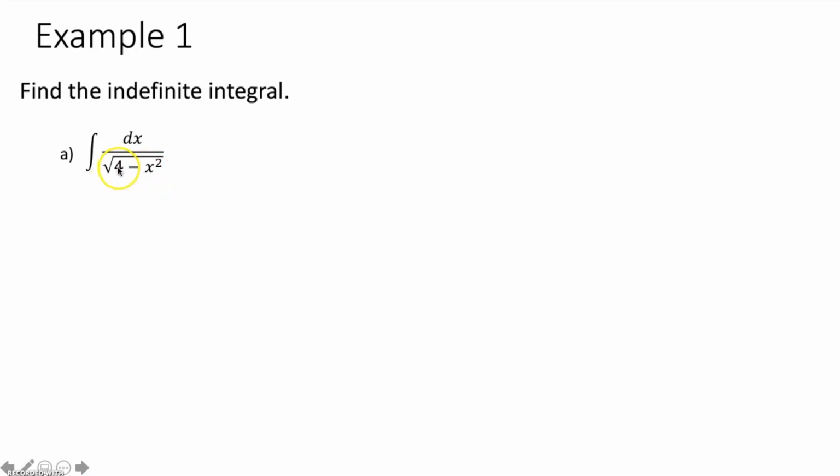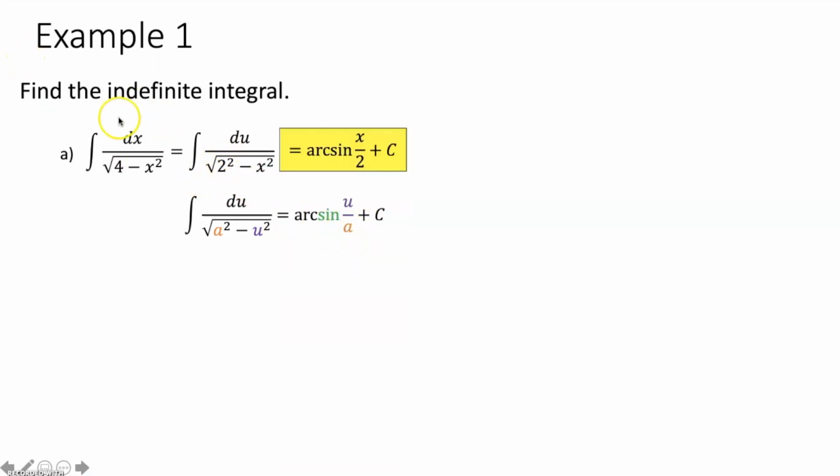What about over here? This is supposed to be a squared, and we have 4. In order to get a, we have to take the square root of whatever this number is. This number is 4, therefore the square root of 4 is 2. So we can rewrite 4 as 2 squared. Now it's in the correct form, the integral of du over the square root of a squared minus u squared. All we have to do is take our u, which is x in this case, plug it in here, take our a, which is 2, plug it in here, and we have evaluated this integral.